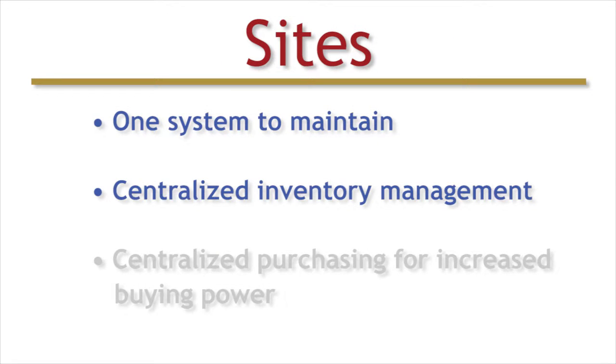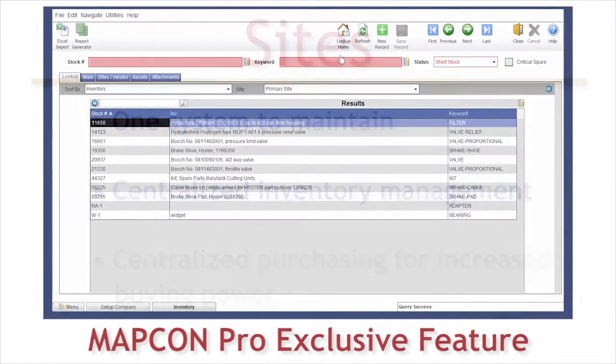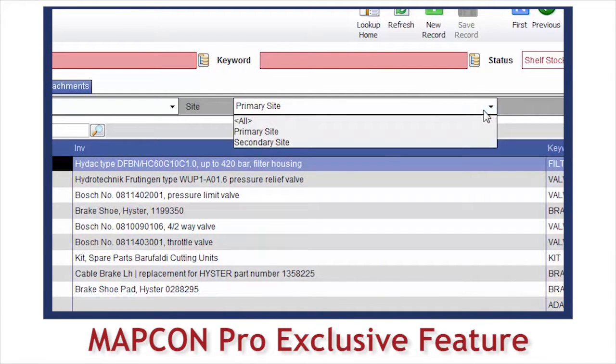Centralized inventory management. Since all sites are part of the same CMMS system, inventory can be centrally managed and reported on. Users can be given access to view inventory for multiple sites if needed. As an example, if an inventory item is needed at one site, users can view inventory from other sites and see if the required item is available.